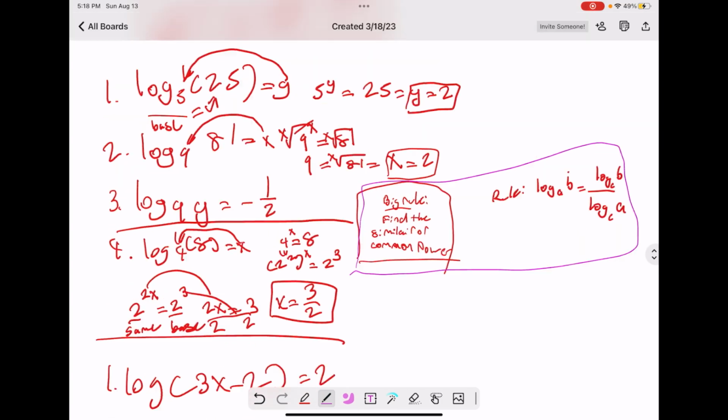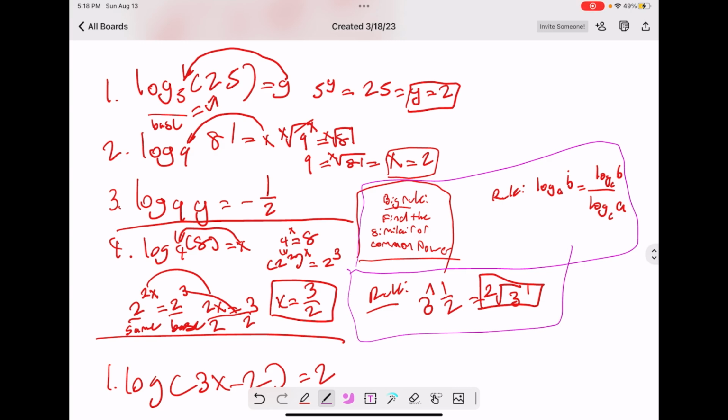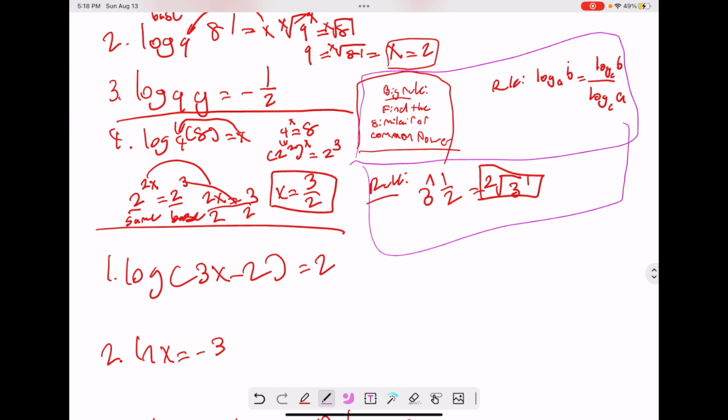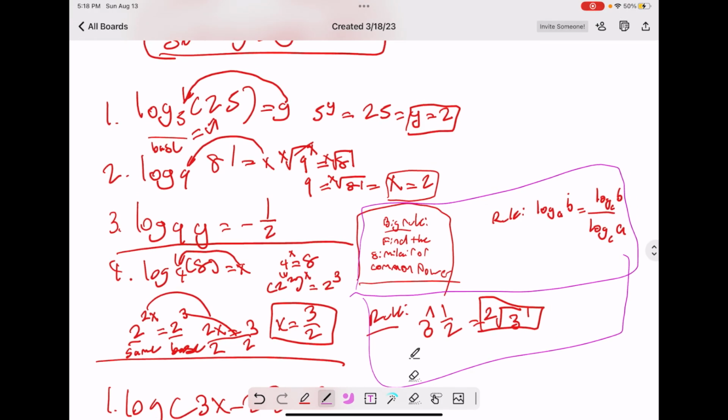And then let's just put another rule. Wait, I'm going to do that: 3 to the power of 1 over 2 is equal to the square root of 3 to the power of 1. Okay, that is another rule. We're just going to put it in the box. Okay, perfect. So now we've done a lot to prove certain logarithms and their numerical value.